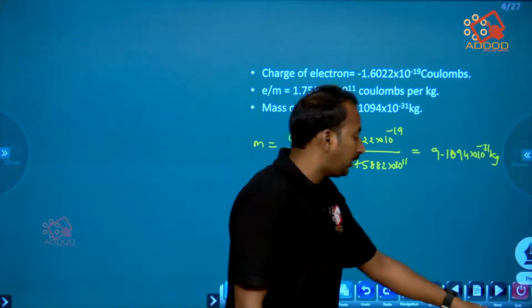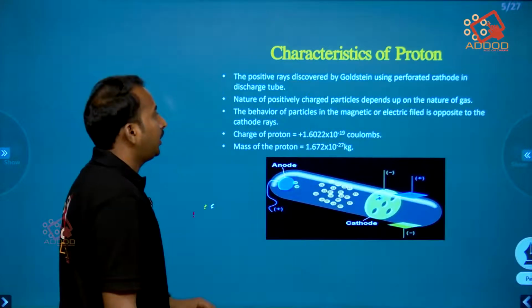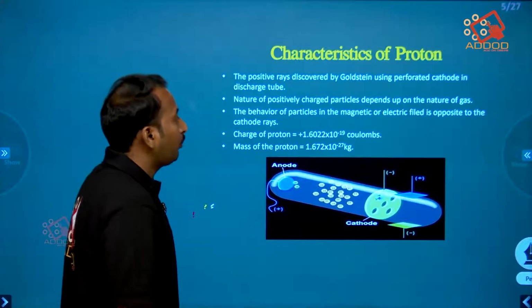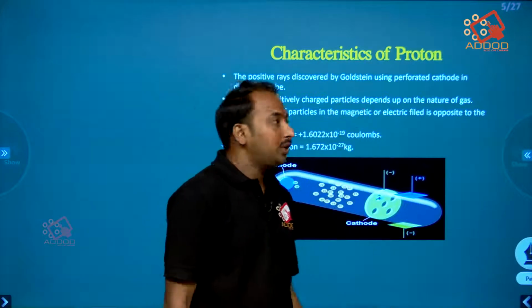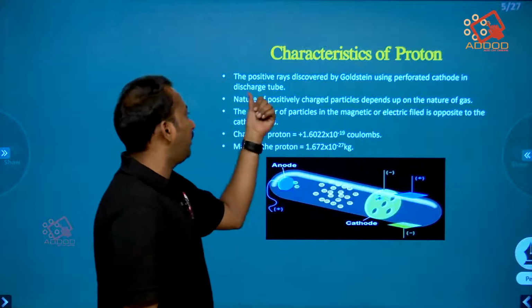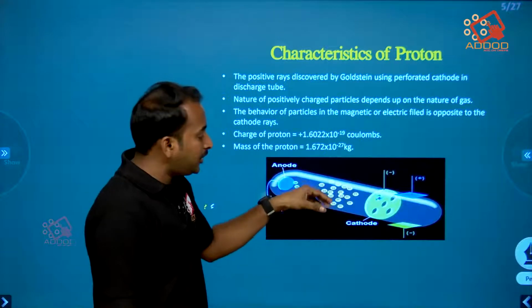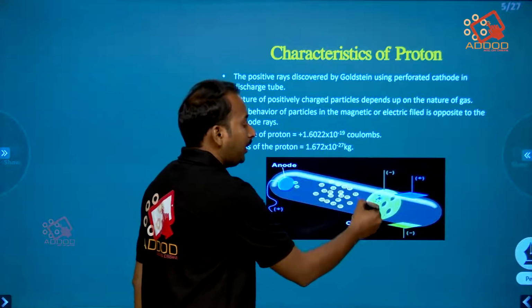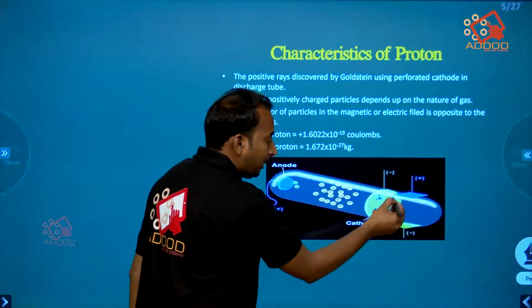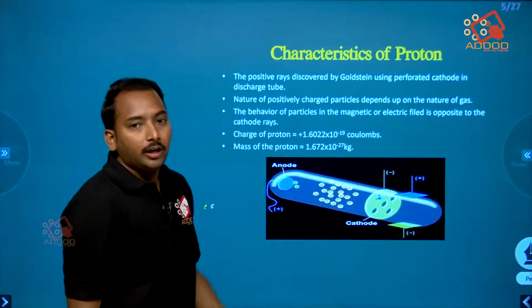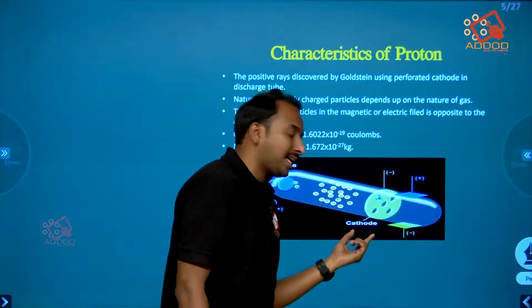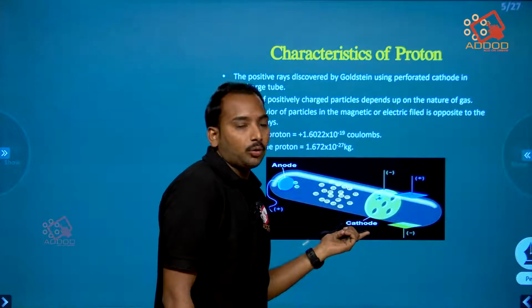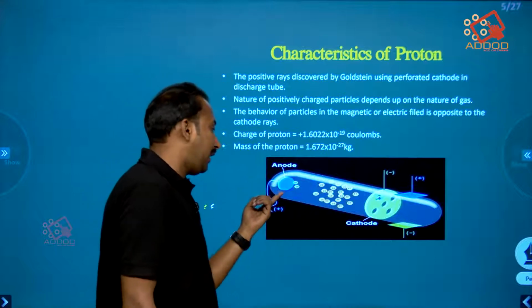The next particle is the proton. The proton was discovered by Goldstein using a perforated cathode in a discharge tube. In the discharge tube there is a perforated cathode, a metal disc with canals, so this metal disc with canals acts as the perforated cathode, and the other electrode is the anode.